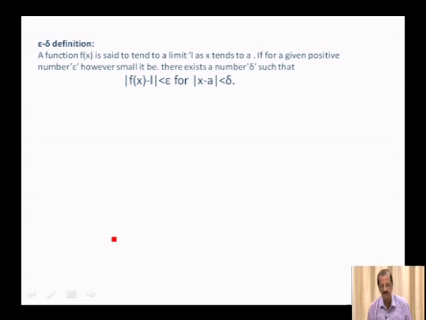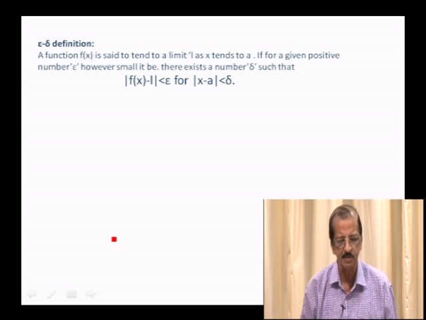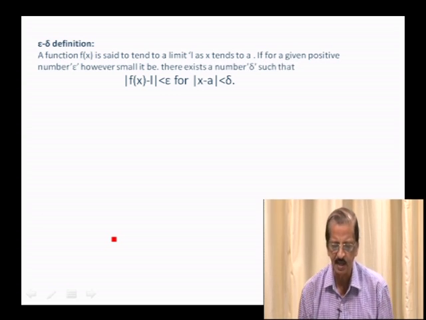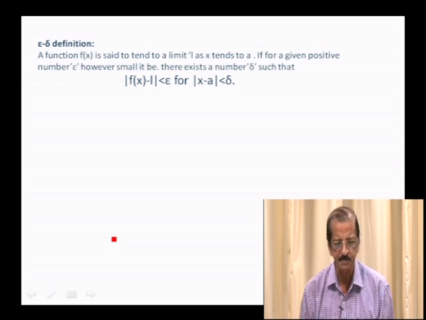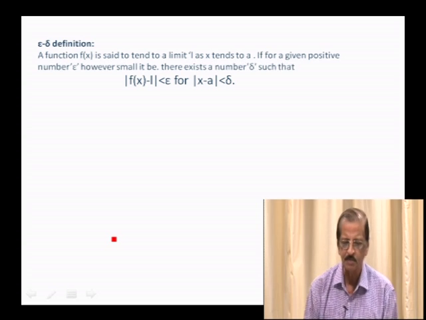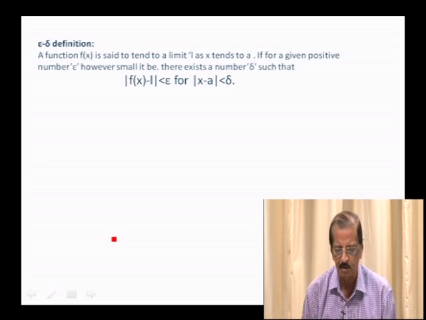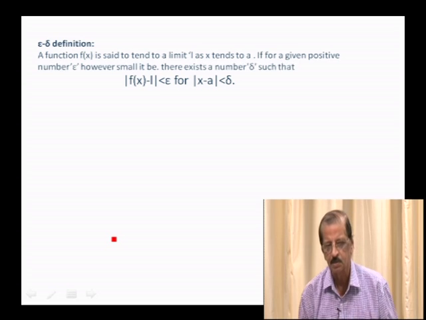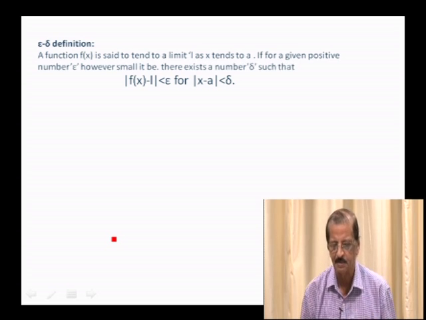So, the epsilon delta definition. This is also a very interesting one, given by Cauchy. A function f(x) is said to tend to a limit L as x tends to a if for a given positive number epsilon, however small it be, there exists a number delta such that mod f(x) minus L can be made less than epsilon for mod x minus a less than delta.